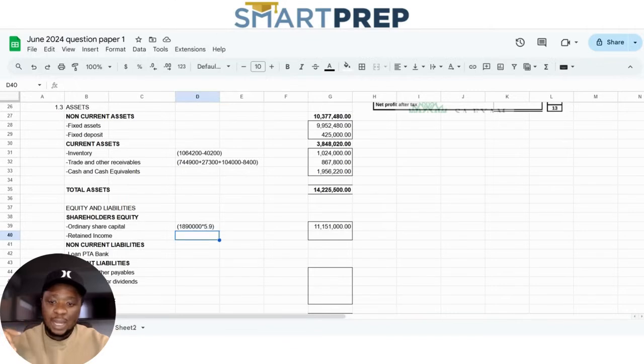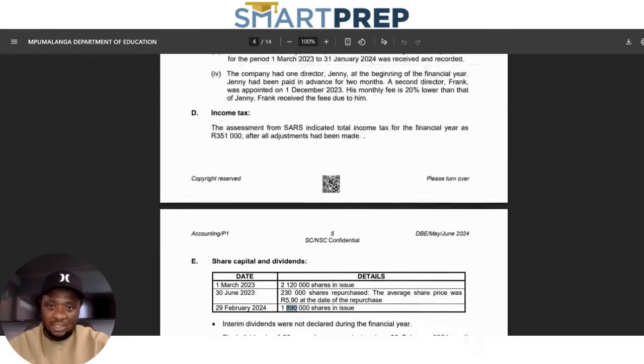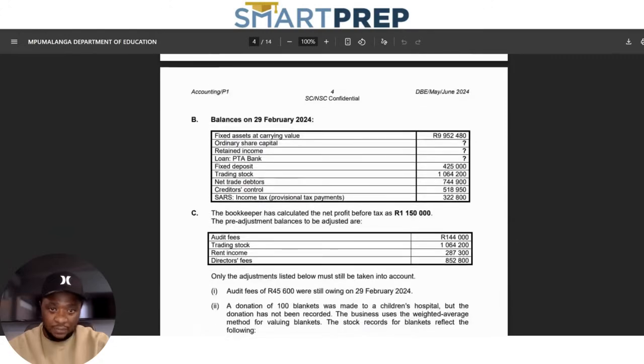Next is retained income. Now with retained income, remember that when we do the note, we start with the balance at the beginning of the year, we add profit after tax, we subtract the portion of the repurchase of shares that is above the average issue price, and then we subtract our dividends. Now, let's see if we got that information, by the way.